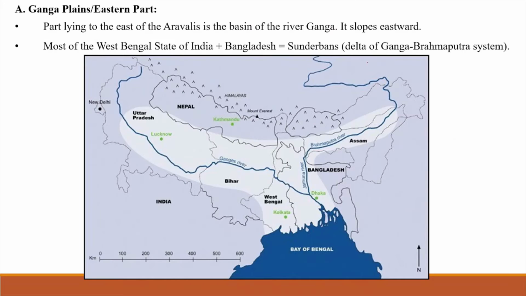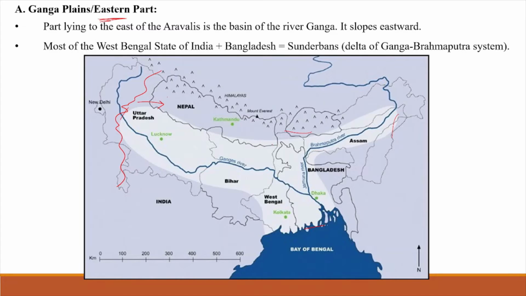So let us see the first subdivision, that is the Ganga plains or the eastern part. Here you can see this light shaded region. This is your Ganga plain, from here to here till this extent. Now the part lying to the east of the Aravalli is the basin of the river Ganga. So here we have your Aravalli ranges. To the east of the Aravalli range is your Ganga plains. That's why it's also known as the eastern part.